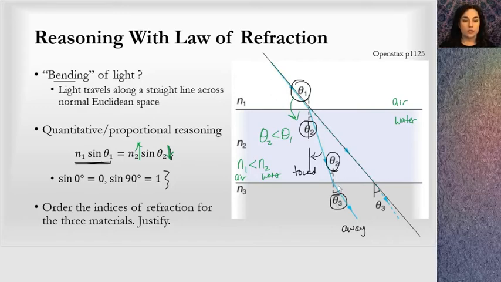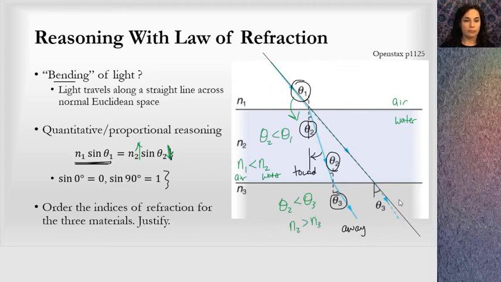We can see in the second interface between N2 and N3, we see that theta 2 is less than theta 3, that means that N2 must be greater than N3.